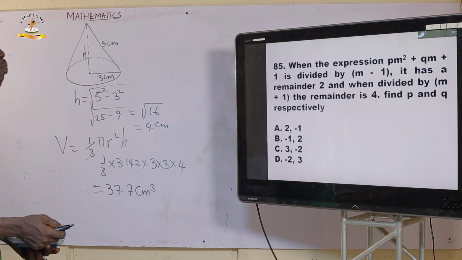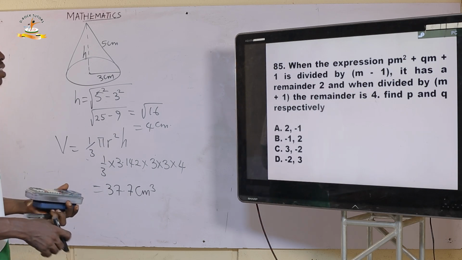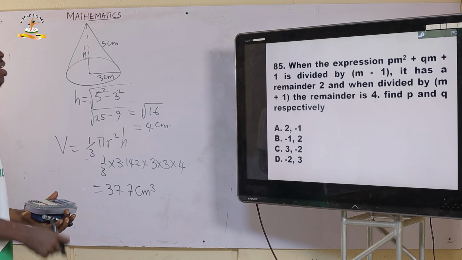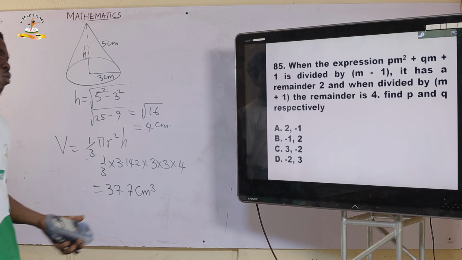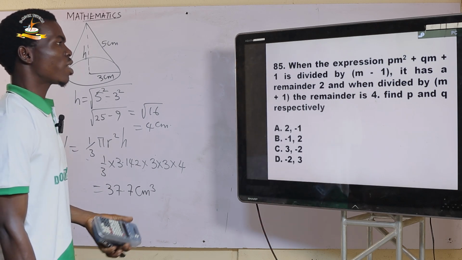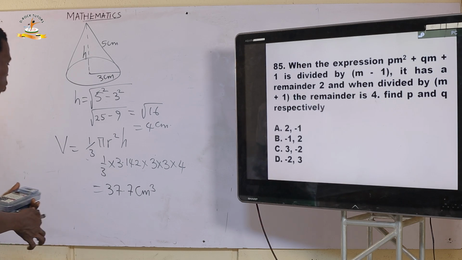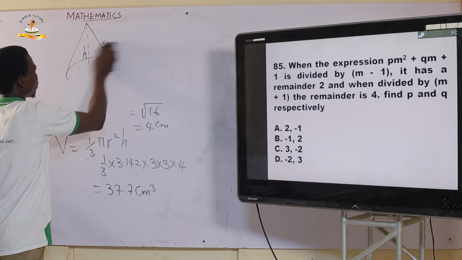When the expression pm squared plus qm plus 1 is divided by m minus 1, it has a remainder 2. And when divided by m plus 1, the remainder becomes 4. We have to find the value of P and Q respectively. Let's see how that one goes again.